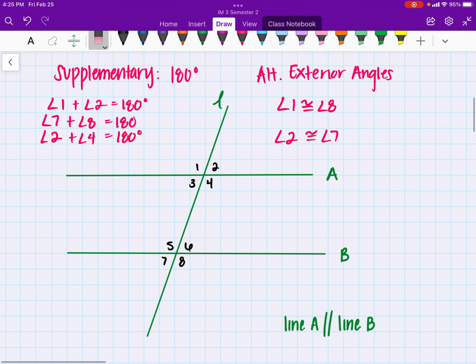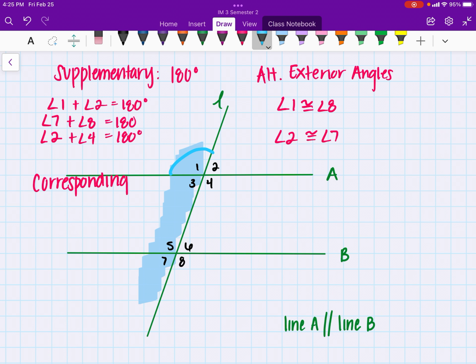So corresponding angles. I'm going to write it on this side. Corresponding. Now, corresponding angles, guys, are angles that are on the same side, but one angle is on the inside and one angle is on the outside. So, for example, let's say I want to start off with angle 1 here. An angle that is found on the inside on the same side would be angle 5. So angle 1 is congruent to angle 5 because they are corresponding.